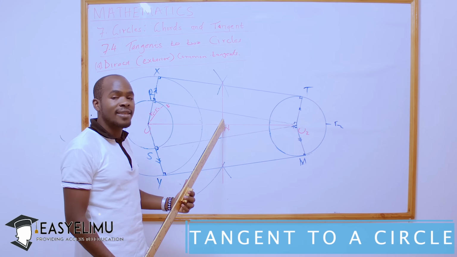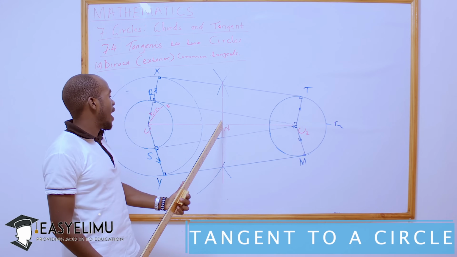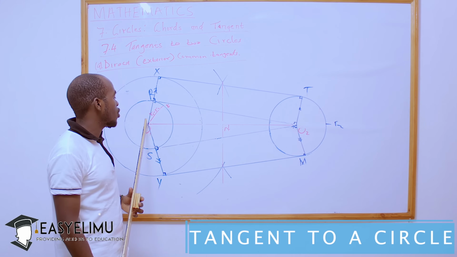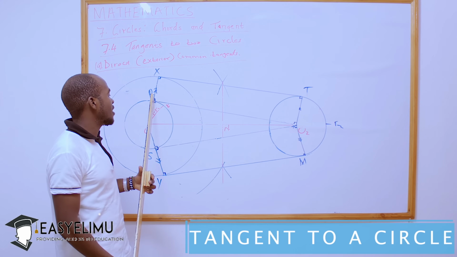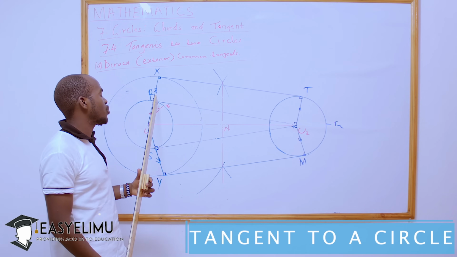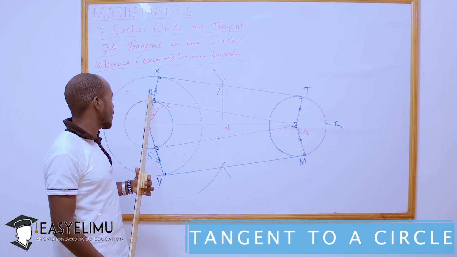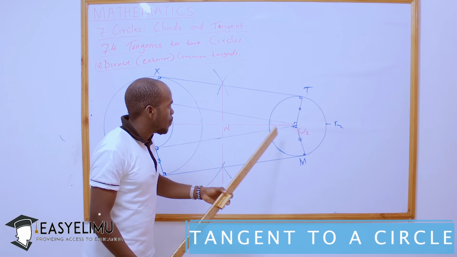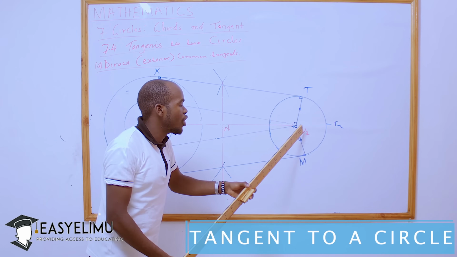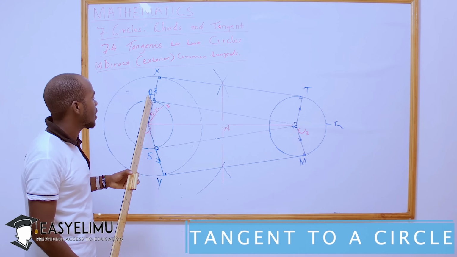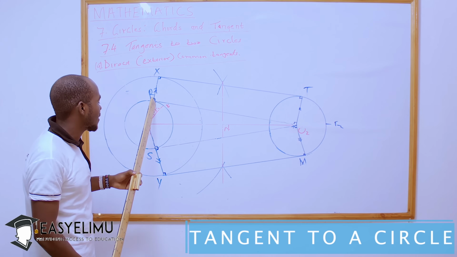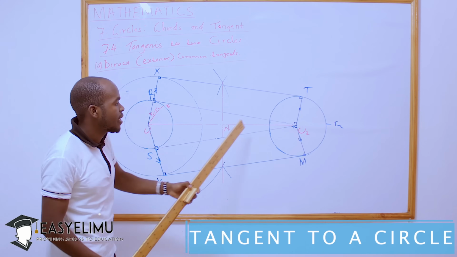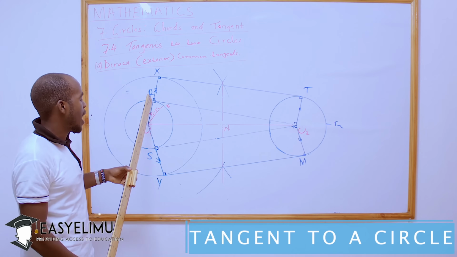Then using that one as the center and the radius of the larger circle, construct 2 arcs at the center where R1 minus R2 is the radius, as we have done. After that, join point O2 to the point where the arcs cut the smaller circle in the larger one, as we have done here. For us, we join with R and S.